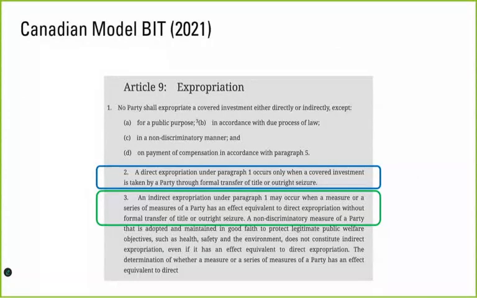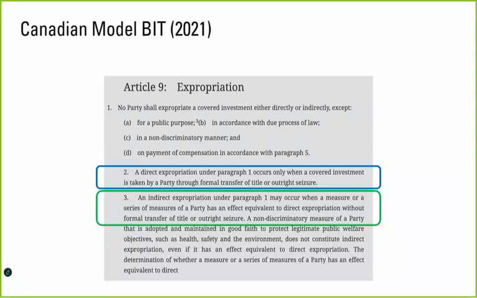This is an example. The Canadian Model BIT is quite useful because it gives you a definition. Usually you do not find definitions of what a direct and an indirect expropriation are. This is one case where you have it. Now, the big question when it comes to indirect expropriation is the following. So you are in a situation where you have all these different measures that can be qualified as indirect expropriation, right?